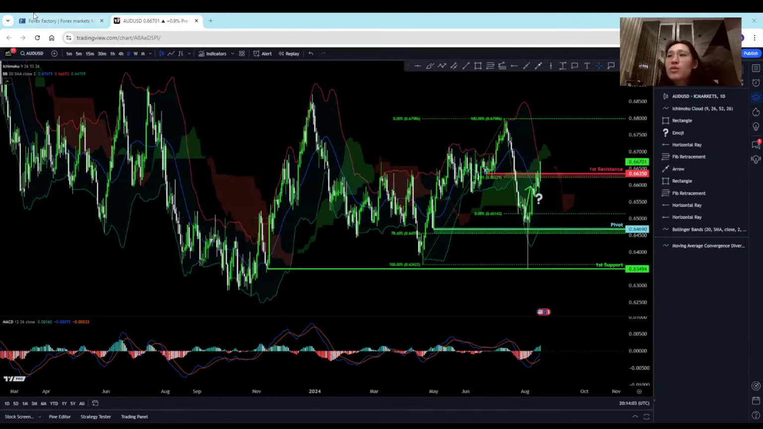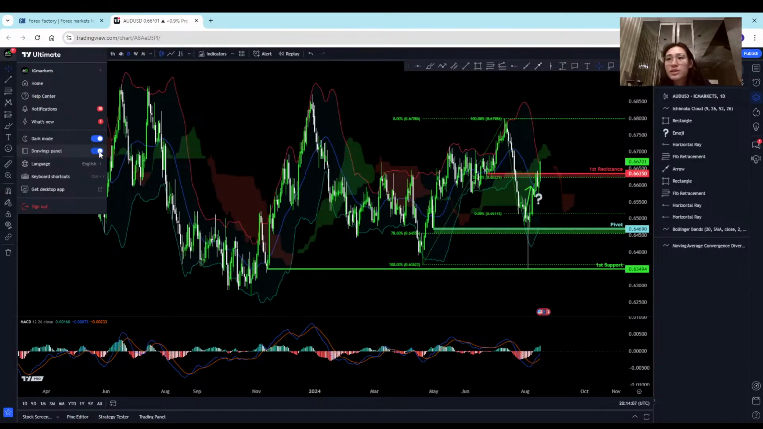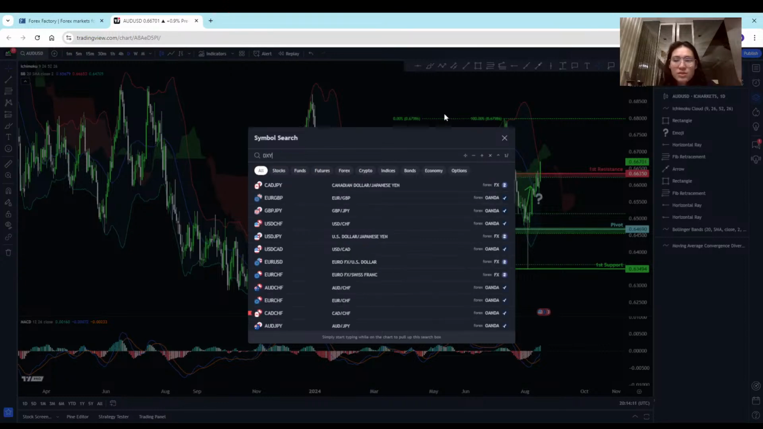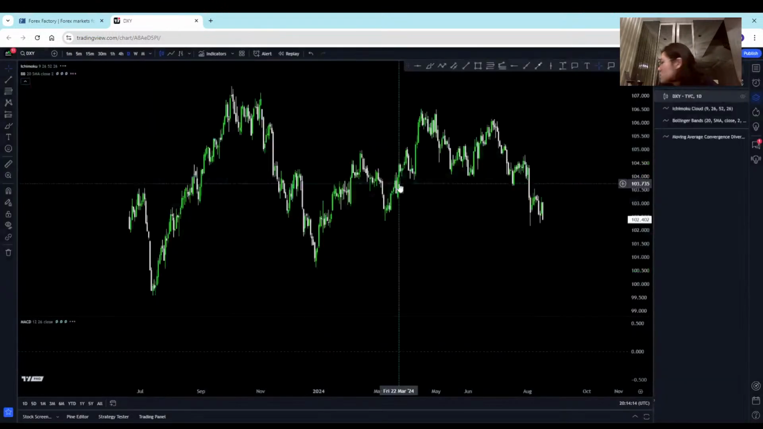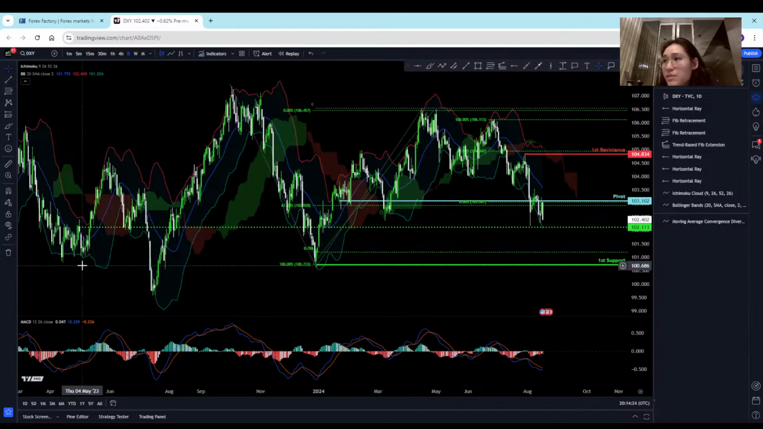Okay. We always start off by looking at DXY. So let's go ahead and take a look at that first, and then we'll go and take a look at US 30 and US 100.